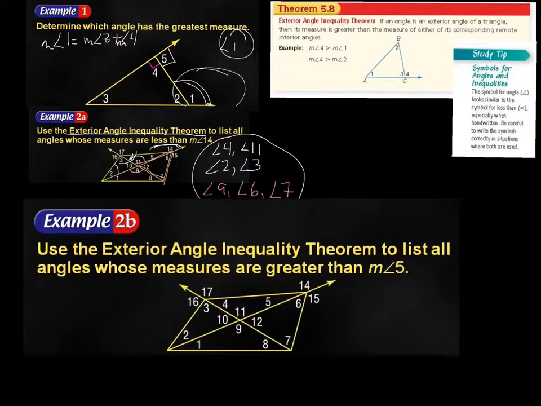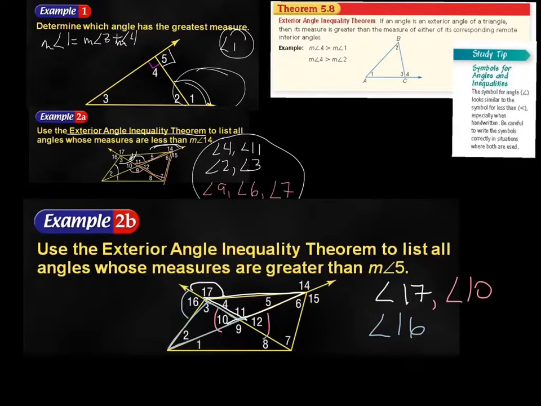Same diagram for example 2b. This time they ask us to use the exterior angle inequality theorem to list all angles whose measures are greater than the measure of angle 5. So I'm looking for exterior angles. So 17 is exterior to that little triangle. 10 is an exterior angle to that same triangle down there. Now 16 is exterior to this triangle, so 16 is greater than 10, so it must be greater than 5 also.